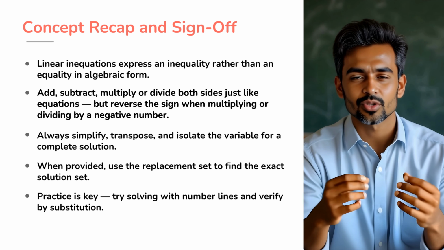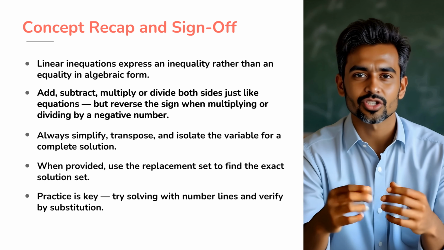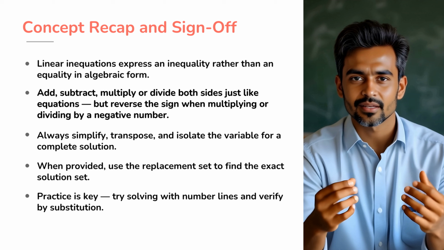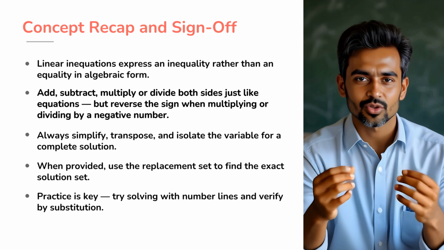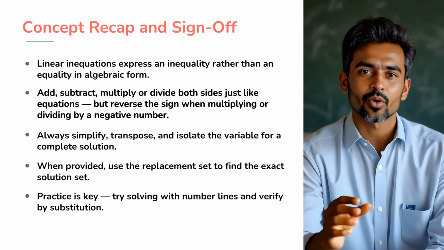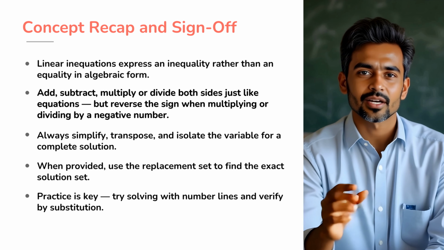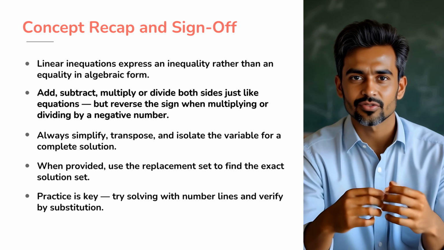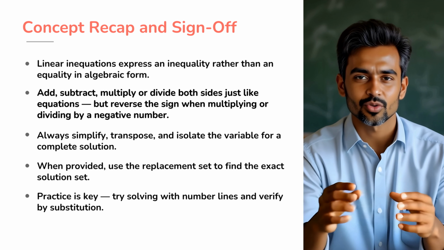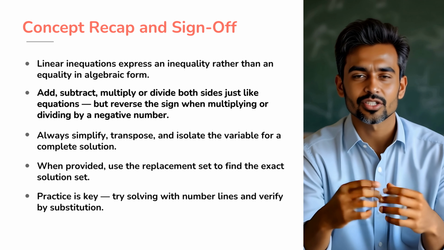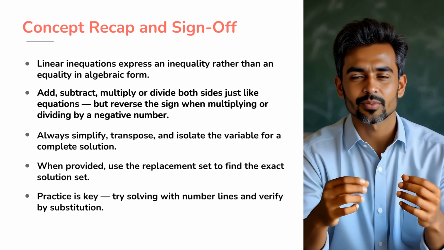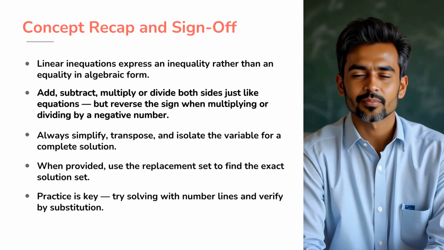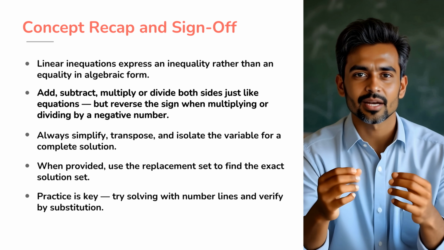Let's quickly revise what we've learned. A linear inequation in one variable expresses an inequality, like less than, greater than, instead of an equality. You can add, subtract, multiply, or divide both sides just like linear equations, but remember, if you multiply or divide by a negative number, reverse the inequality sign. Use number lines or replacement sets to present your solution clearly. I hope this gives you clarity on how to solve linear inequations in one variable. Until then, keep practicing and stay mathematically sharp.